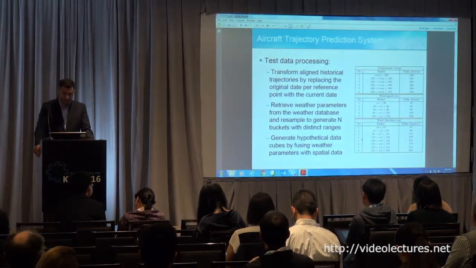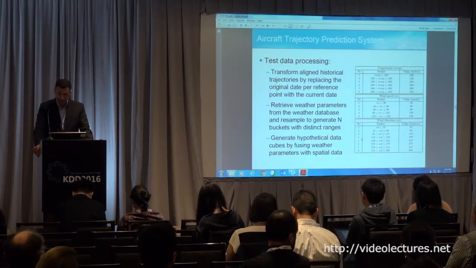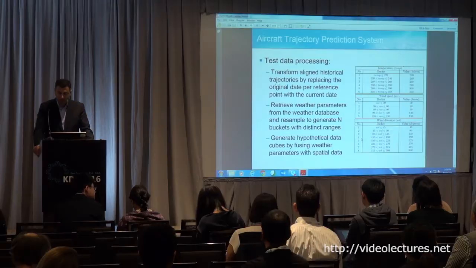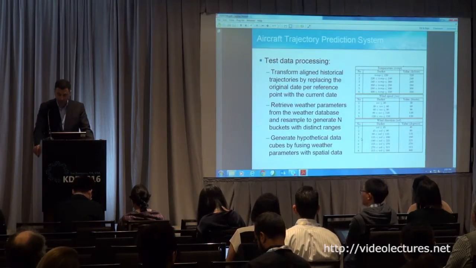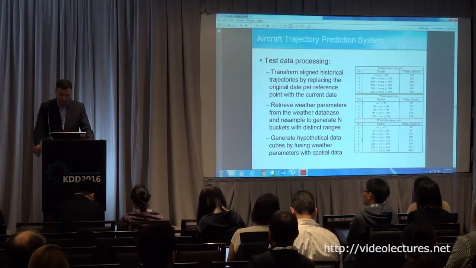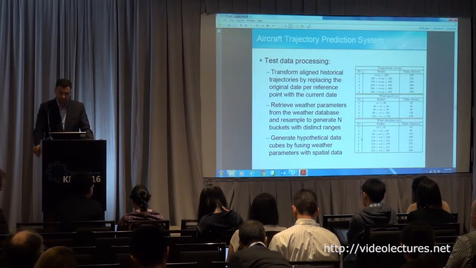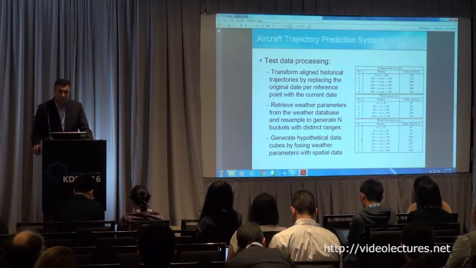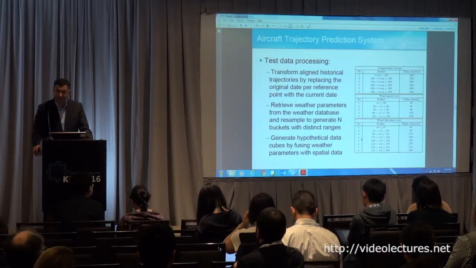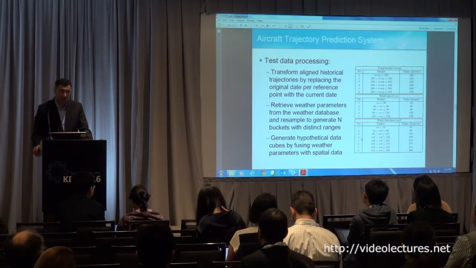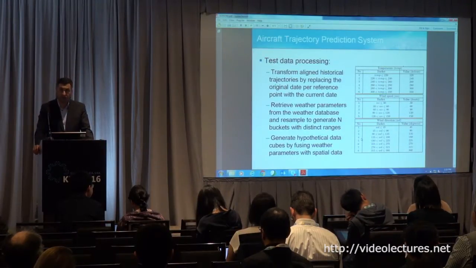In the next step, we perform test data processing by creating a number of buckets per weather observation, including temperature, wind speed, and wind direction. You can see the buckets here on the right-hand side. We transform the raw historical trajectories by replacing the original date per reference point with the current date. So we treat the historical measurements as if they are current, so that we could apply time series clustering to determine which cubes out of these could be fed into the Viterbi algorithm. As you know, Viterbi requires observations, and in our problem space, the observations are unknown.